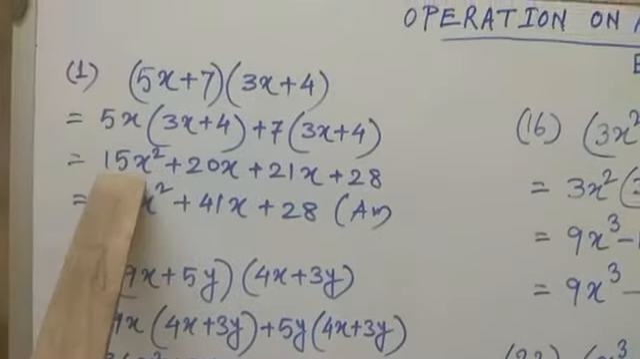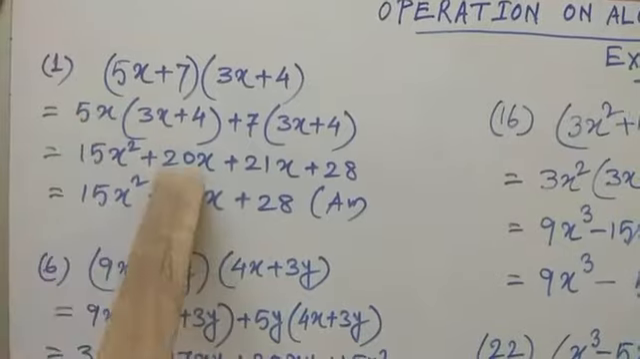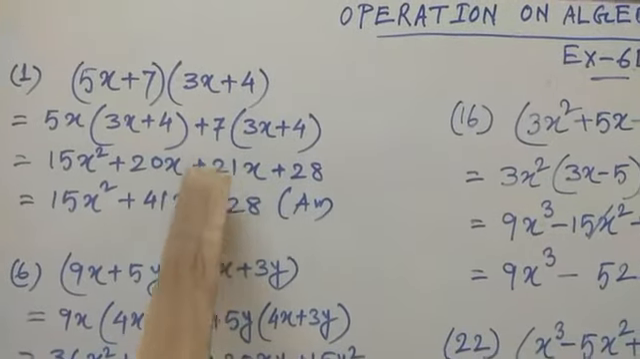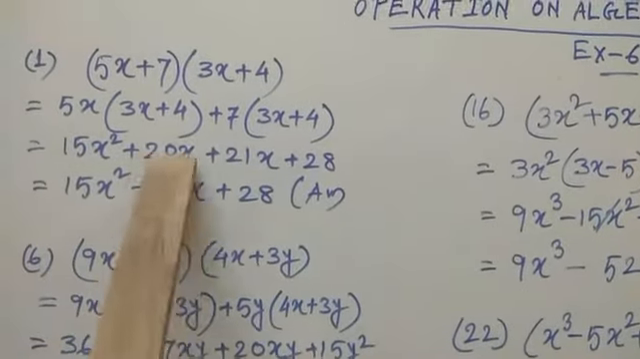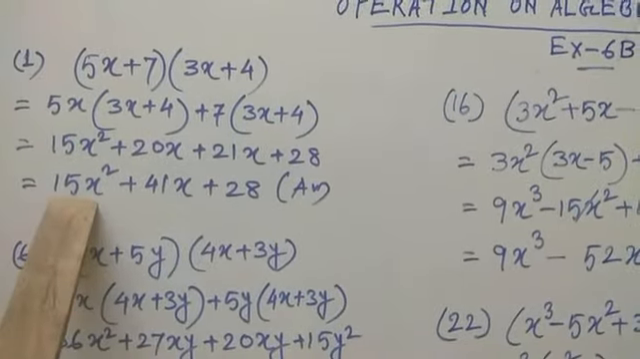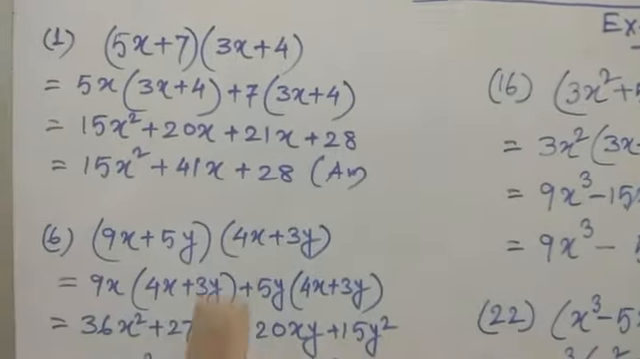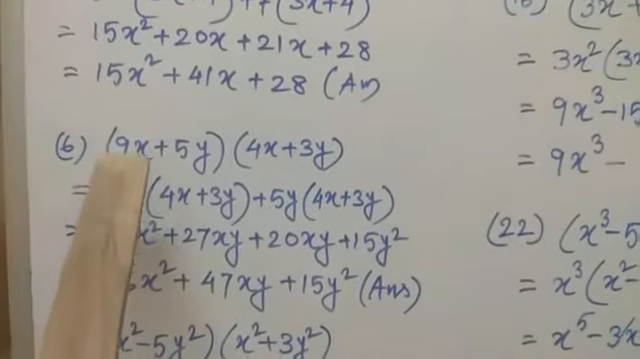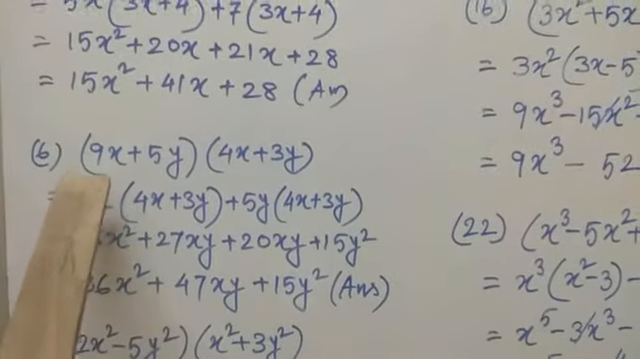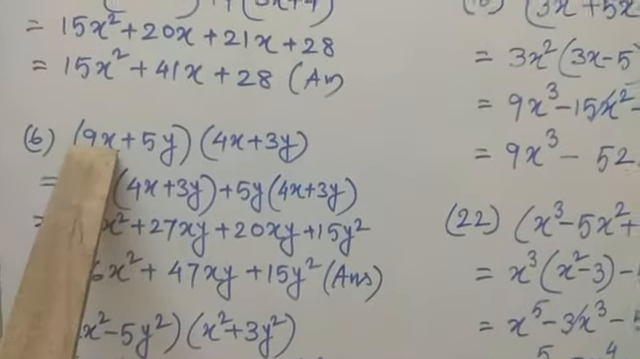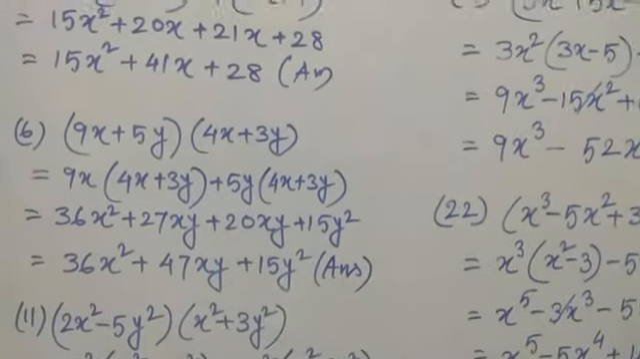So 5 threes are 15x square, x into x, square, plus 5 fours are 20x plus 7 threes are 21x plus into plus, 7 fours are 28. Now these are two like terms. So 15x square plus 20 plus 21, 41x plus 28. Next question number 6. 9x plus 5y into 4x plus 3y. Similarly, same process: 9x into 4x plus 3y plus 5y into 4x plus 3y.